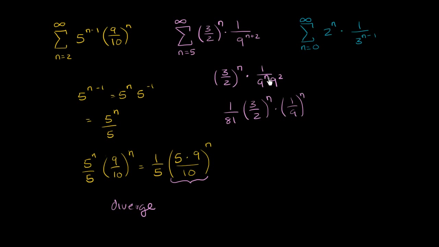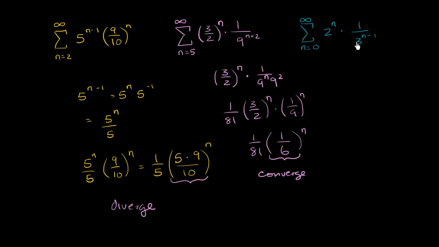Notice 1 over 9 to the n. If I raise 1 to the n power, it's not going to change the value of that 1. And so that's going to be the same thing as 1 over 81 times, let's see, 3 divided by 9, we're going to get 1 over 6, 1 over 6 to the n. And so here it's a little bit clearer that our common ratio is 1 over 6. Its absolute value is clearly less than 1. So this is going to converge. This is actually going to give you a finite value for the sum.